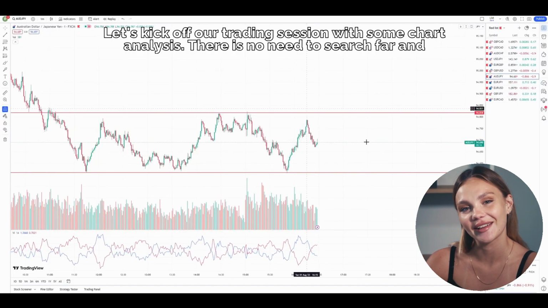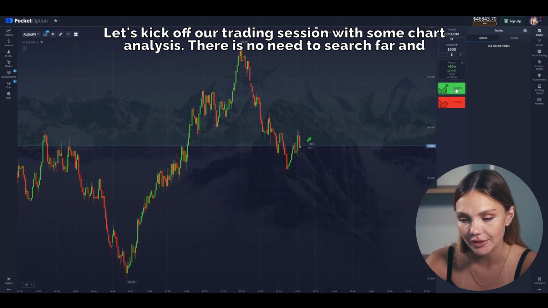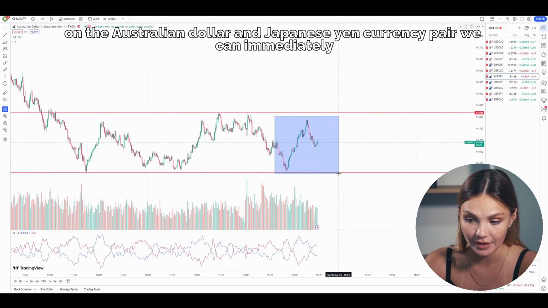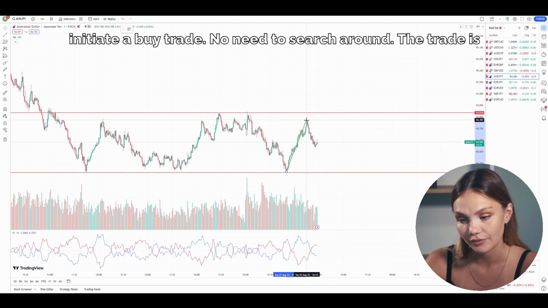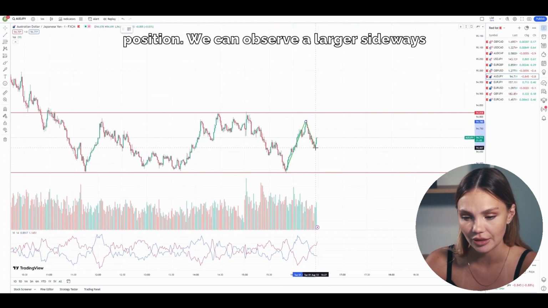Let's kick off our trading session with some chart analysis. There is no need to search far, and on the Australian dollar and Japanese yen currency pair, we can immediately initiate a buy trade. No need to search around. The trade is opened. Now let's delve into why I took this position.